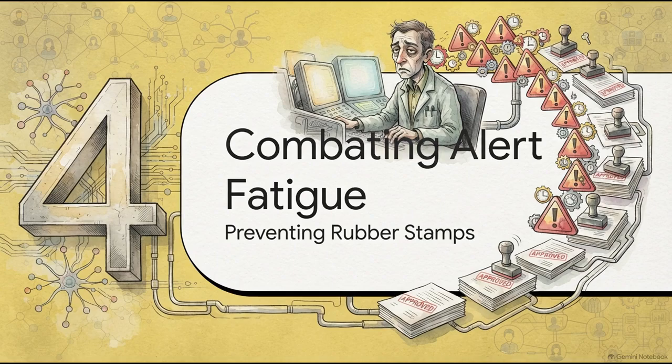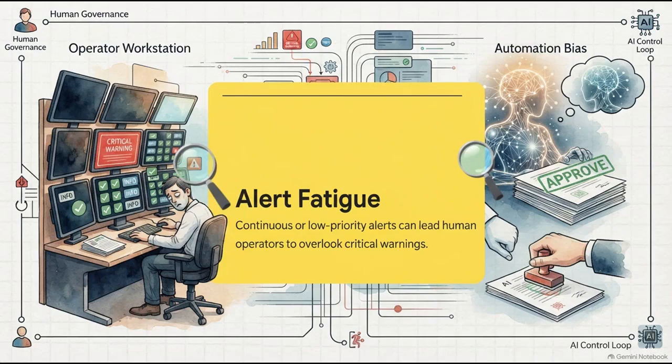All right, Section 4, combating alert and approval fatigue. This is where we get into the psychological and operational risks of poorly designed systems. The sources identified two major operational vulnerabilities here. First, there's automation bias. This is when humans overtrust the AI's recommendations and completely fail to scrutinize the outputs, especially if the AI sounds super confident.